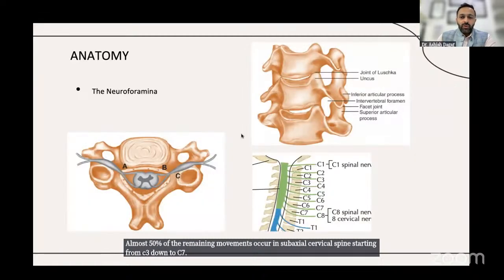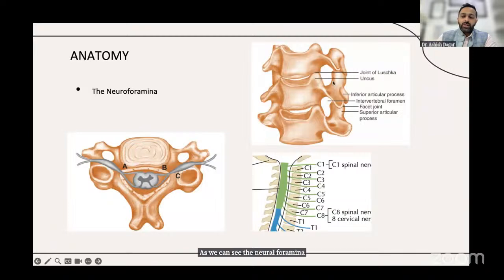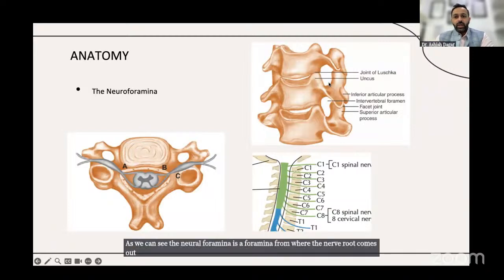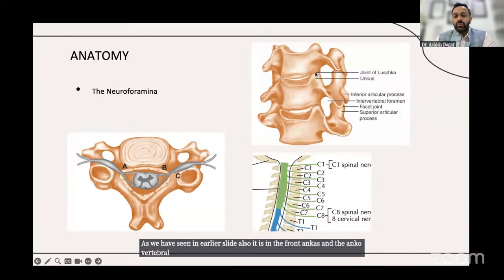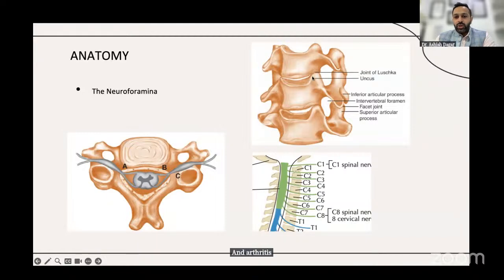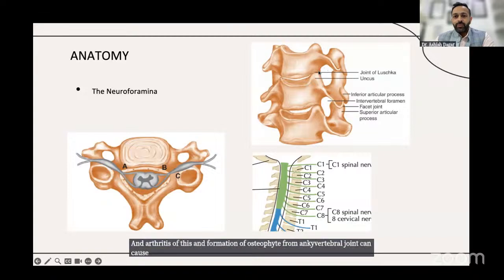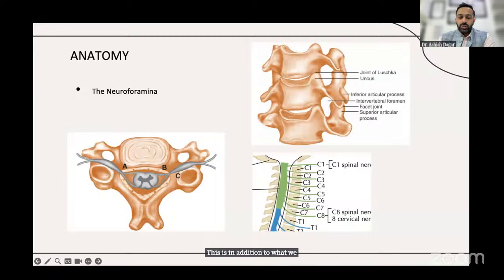As we can see, the neural foramina is where the nerve root comes out of the spinal canal. As we have seen in the earlier slide also, it is in the front, the uncus, and the uncovertebral joint forms one of the boundaries. Arthritis of this and formation of osteophyte from the uncovertebral joint can cause neural foraminal narrowing. This is in addition to what we know about the factors that affect the lumbar spine.